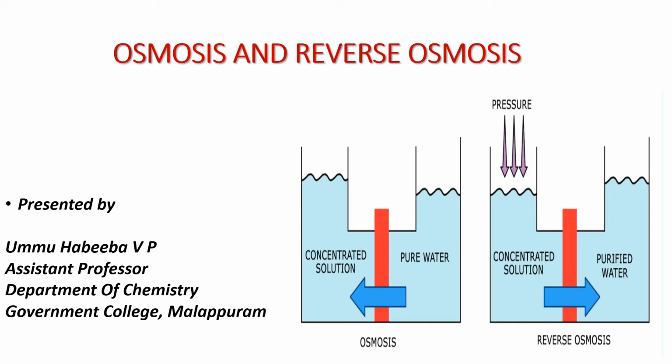There are different types of colligative properties. These are lowering of vapor pressure, elevation of boiling point, depression of freezing point, and osmotic pressure. Today, we will discuss osmotic pressure.